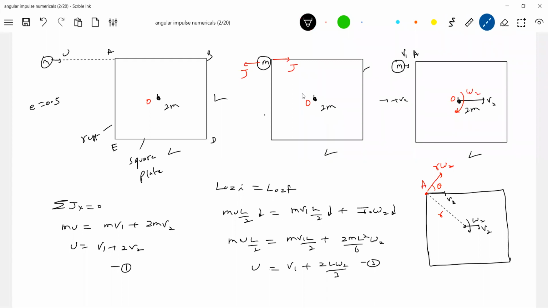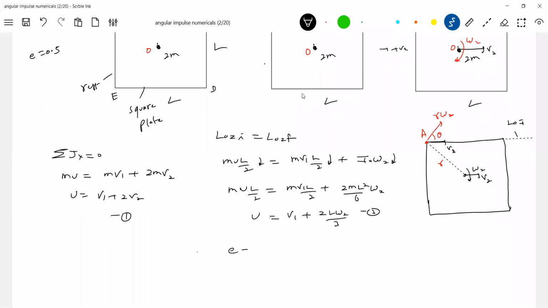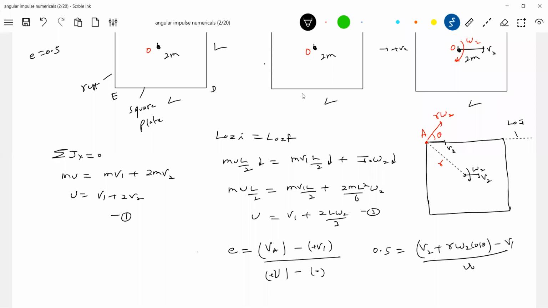So I think this dotted line is what? Line of impact. Okay, let's write the equation for coefficient of restitution. E is equal to velocity of particle along line of impact minus that of the velocity of the point A along line of impact, divided by initial velocity of particle, and initially the plate is at rest, that will be 0. So E is equal to how much? 0.5. So this should be V2 plus R omega 2 cos theta minus V1 by U.